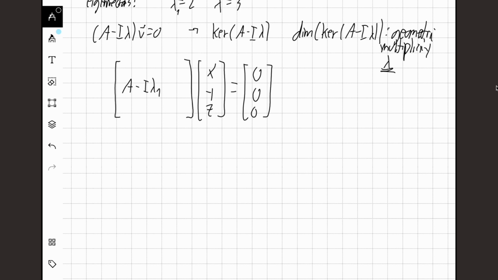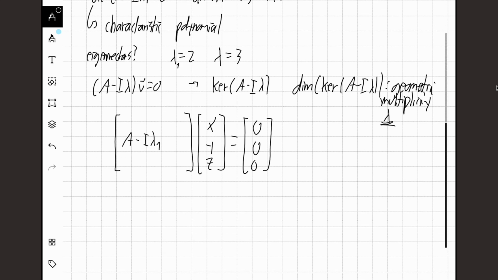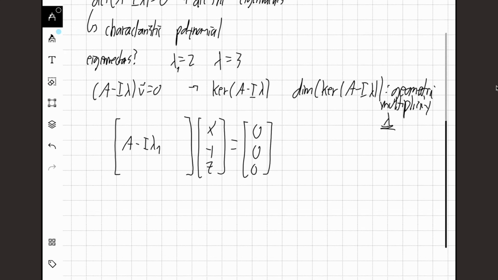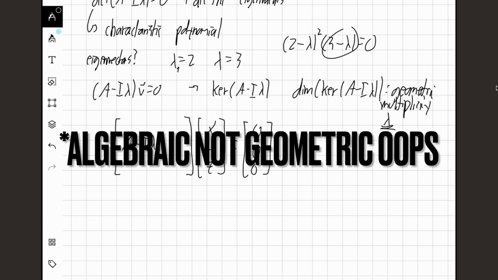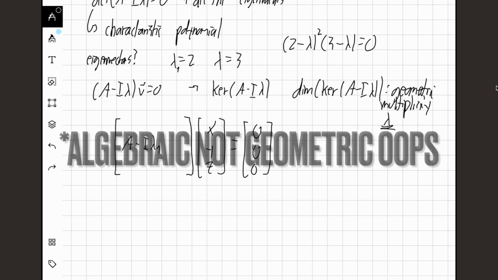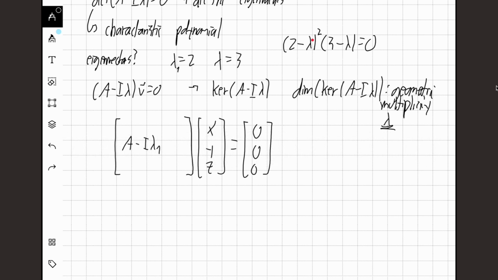So the geometric multiplicity is the number of linearly independent eigenvectors for a specific eigenvalue, and the algebraic multiplicity is just the amount of times that this lambda appears in the characteristic polynomial. So again, if we get a characteristic polynomial like (2 minus lambda) squared times (3 minus lambda) equals 0, we can get this for a 3 by 3 matrix. The algebraic multiplicity of the eigenvalue 3 is 1, and the algebraic multiplicity of the eigenvalue 2 is 2, because lambda solves the equation twice. It's a repeated root.